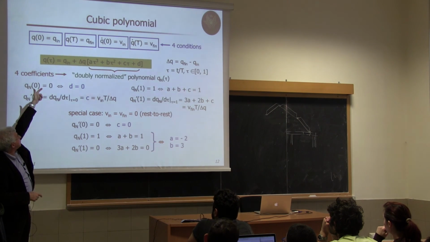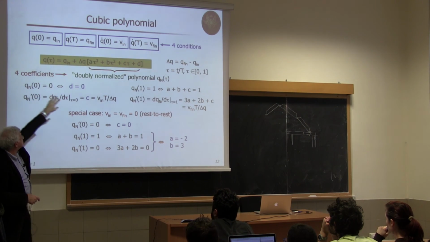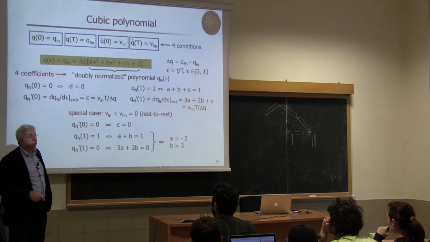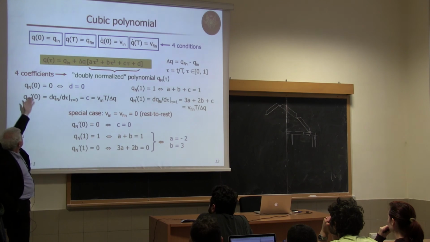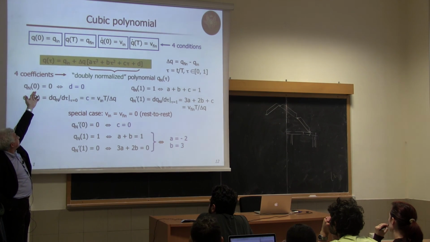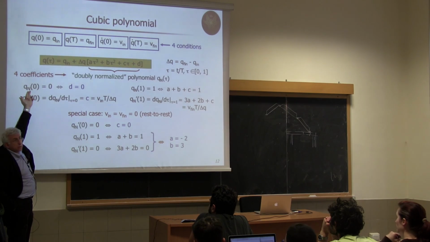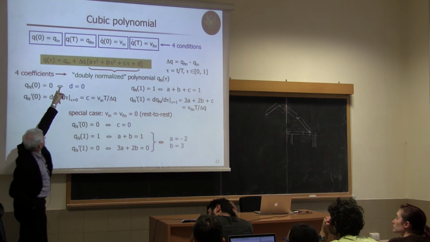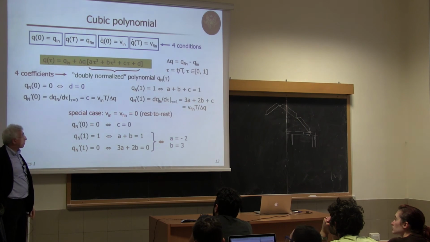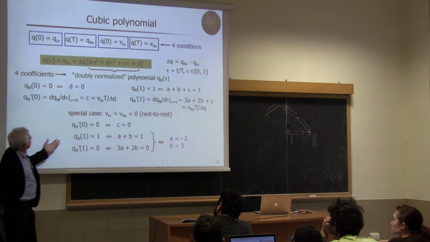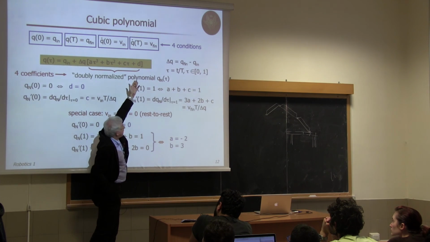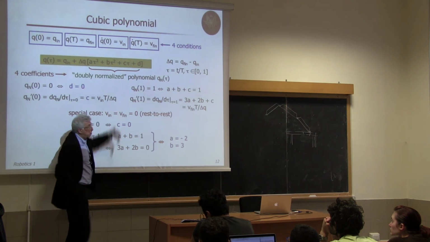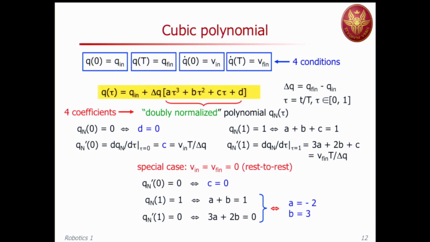Now you have to transfer those initial conditions in terms of conditions for the 4 coefficients of this doubly normalized polynomial. So when t is 0, tau is 0, and the normalized polynomial should be 0 so that you start from Q initial. Okay, this is easy. So if I put tau equals 0, then I have only d, and this should be 0, so d disappears. Always.